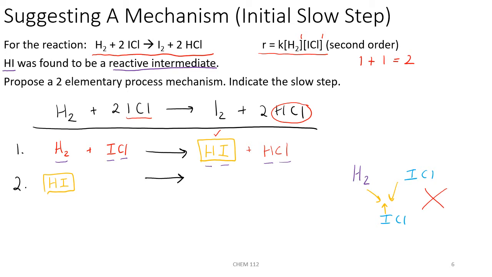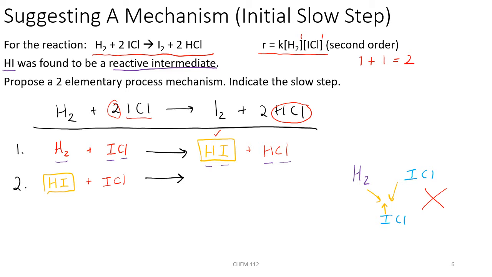Then in the second step, what could happen? The reactive intermediate, HI, could now combine with another reactant. We have one more molecule of ICl to use. We used one of them so far, but we have two from the overall equation. So HI could combine with another molecule of ICl, and we could form some more product.